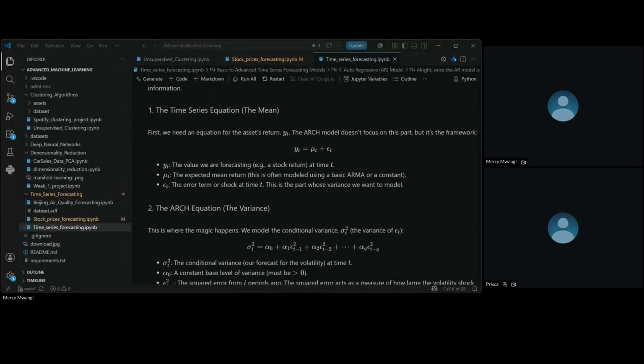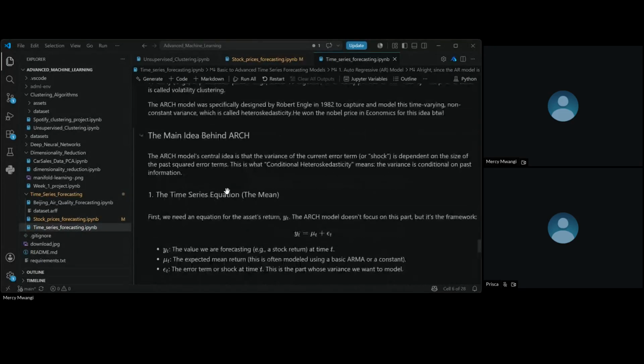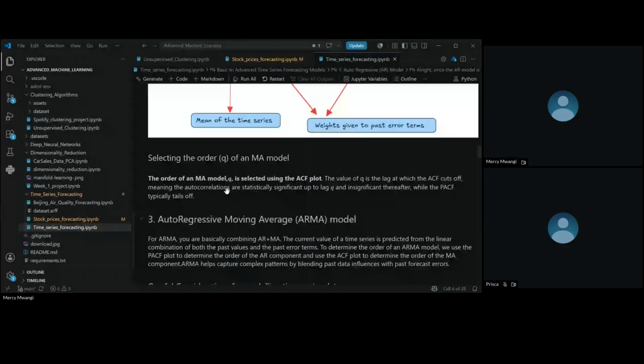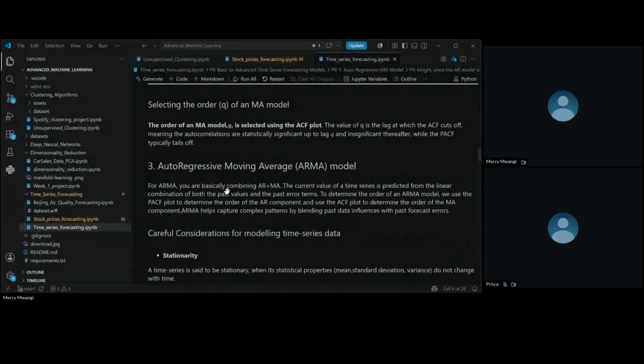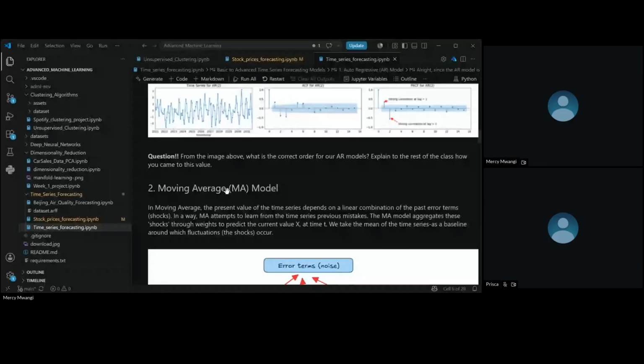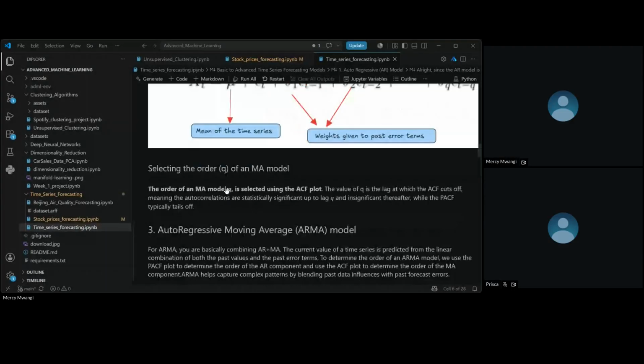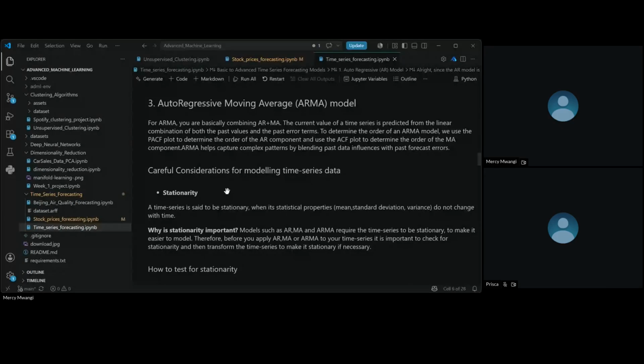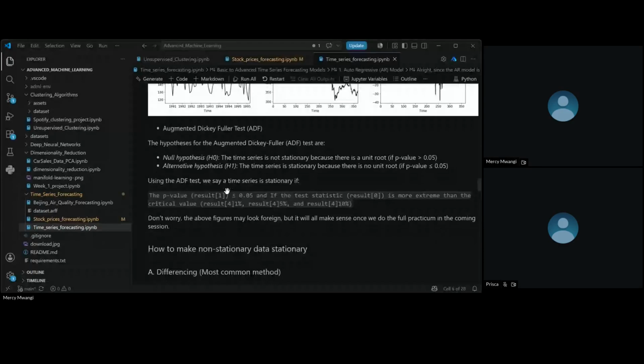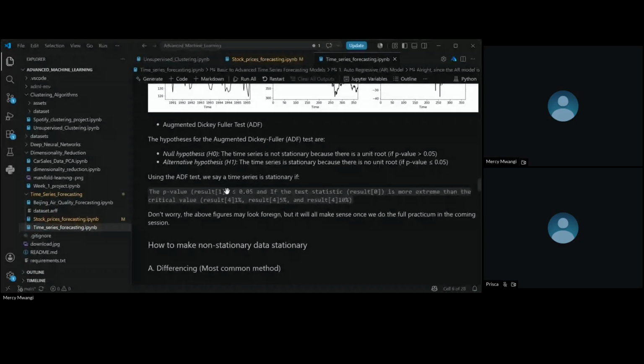So let me do a quick recap of what we learned last week. We learned about the different types of time series forecasting models. We have the autoregressive model, we have the moving average model, we have a combination of those two called ARMA, and then another variation of ARMA, which is called ARIMA, which handles the differencing. And we say differencing is a way of doing what? Why do we difference our data?